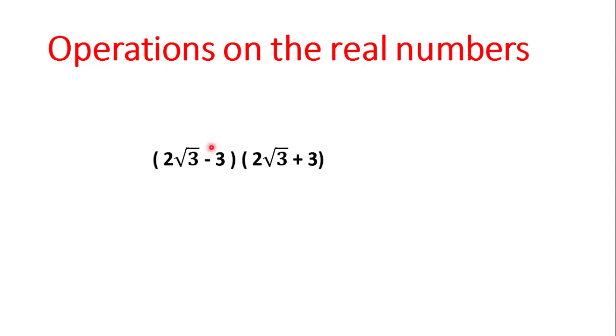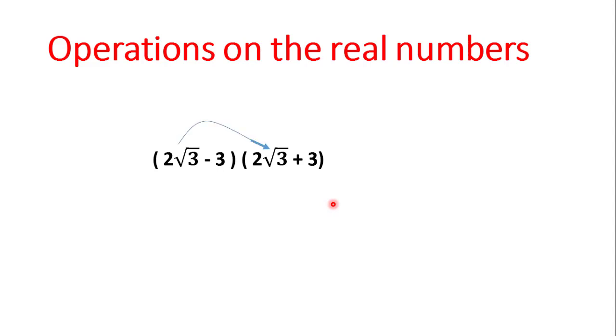Okay, 2 root 3 times 2 root 3: I multiply 2 by 2, 4, root 3 by root 3, 3, so 4 times 3, which is 12. Then 2 root 3 times 3 will be 6 root 3. Why? 2 times 3 is 6, and root 3 will be written. Then we multiply negative 3 by 2 root 3, which is negative 6 root 3, and negative 3 times 3, which is 9.